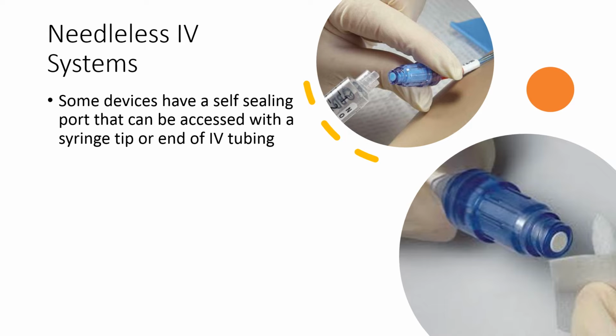Blunt plastic cannulas are used to attach IV tubing to peripheral venous access devices. These are self-sealing ports that can be accessed with a syringe tip or the end of IV tubing. These self-sealing ports must always be cleaned with alcohol before using. How long do we clean with alcohol? We should clean for a full 30 seconds.